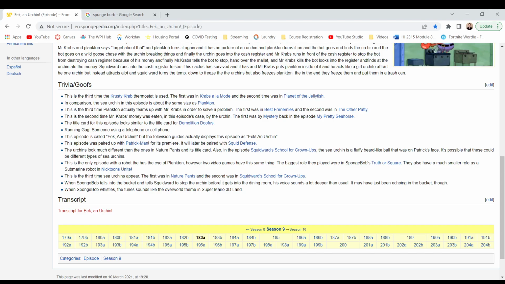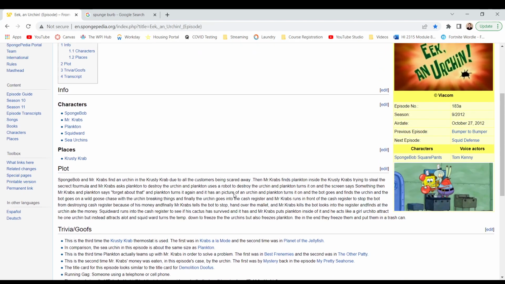When someone falls in the bucket and tells Squidward to stop the urchin before it gets in the dining room, his voice sounds a lot deeper than usual. It may have just been echoing in the bucket, though. When SpongeBob whistles, the tune sounds like the Overworld theme from Super Mario 3D Land. What?